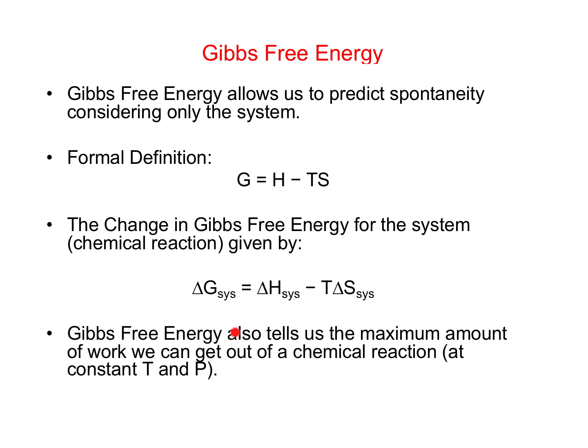And we'll talk about this more in later videos, but the Gibbs free energy also tells us the maximum amount of work that we can get out of a chemical reaction, assuming we're at constant temperature and pressure, but that is often the case.